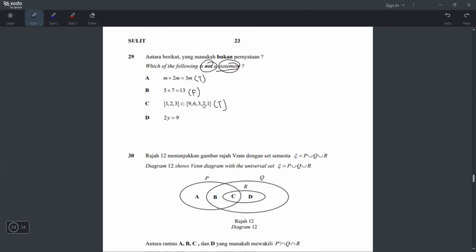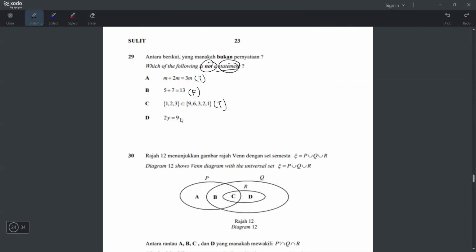Okay. Do you remember what is subset? Subset means like anak dia lah. Anak dia means like it's like sebahagian. 1, 2, 3 is sebahagian daripada sini. It's a part of this. Which is true lah. Because 1, 2, 3 is ada dalam sini. So 1, 2, 3 is a subset. So this is true. D, 2y equals to 9.